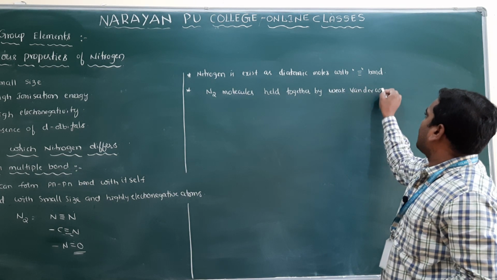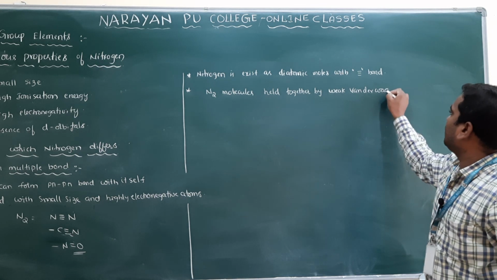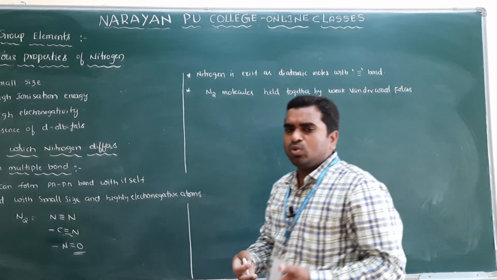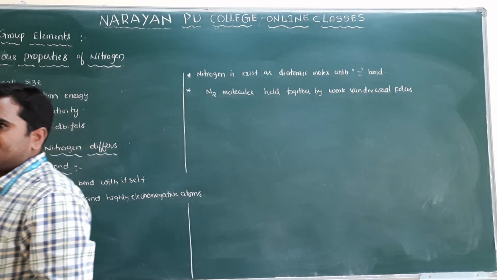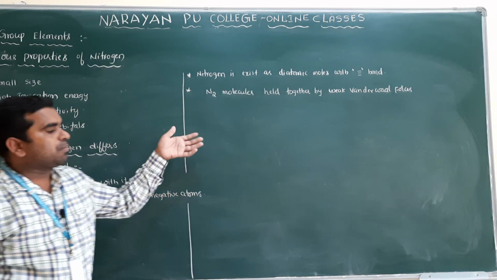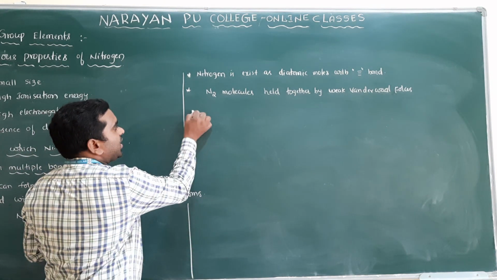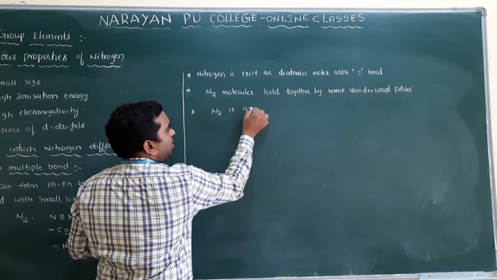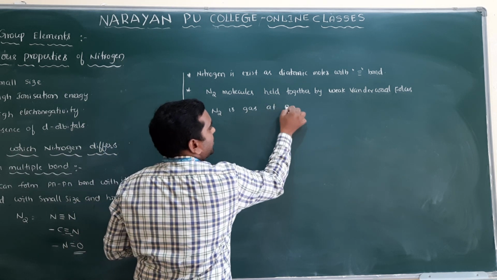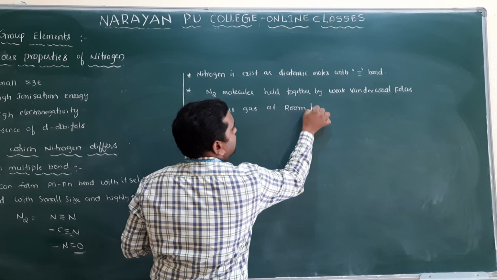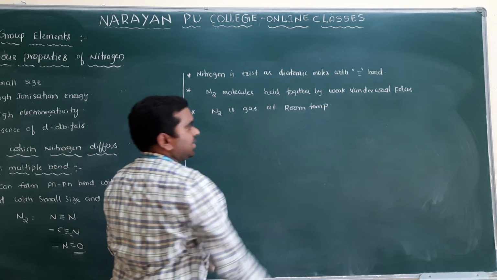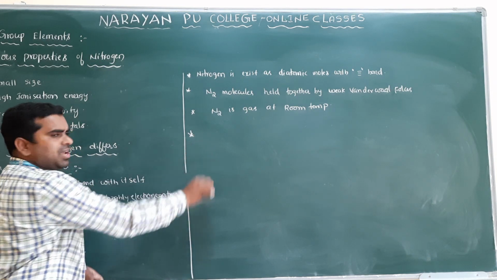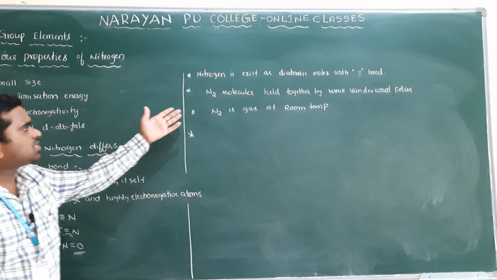Weak van der Waals forces. Clear? So due to the weak van der Waals forces existing among the nitrogen molecules, nitrogen is a gas at room temperature. Nitrogen is what here? A gas at room temperature. Clear? And you know that if you take the remaining elements, what is it?